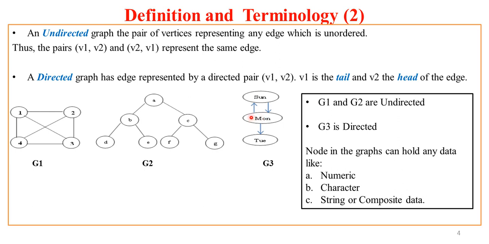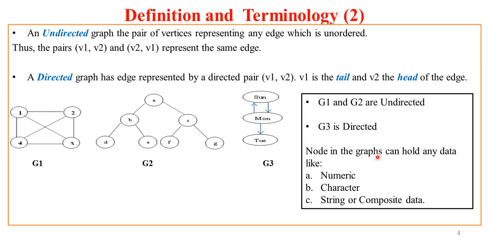For example, in graph G3, if you see carefully, there is an edge from Sun to Mon. So these are two nodes. As the arrow is going from Sun to Mon, that is Sunday to Monday, Sun will be a tail and Mon will be the head of this edge, Sun to Mon. So here G1 and G2 are undirected, as you will see that there is no direction given to the edges, and G3 is directed.